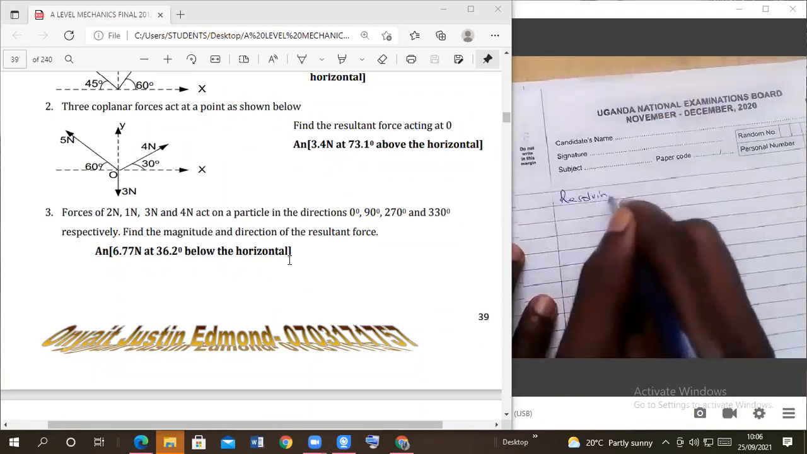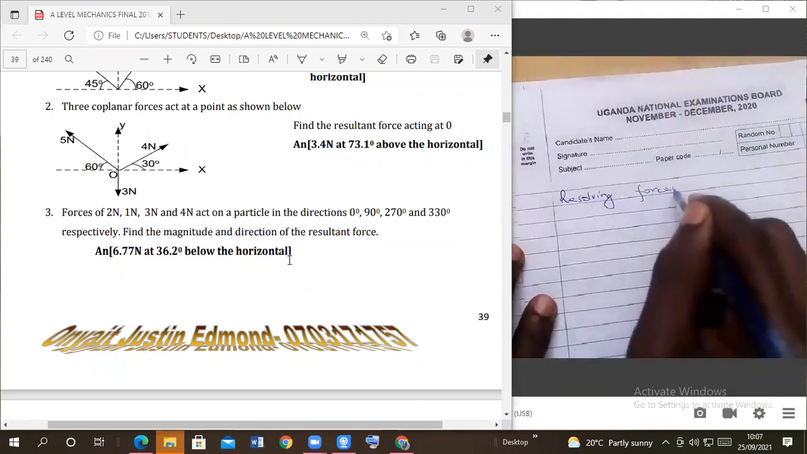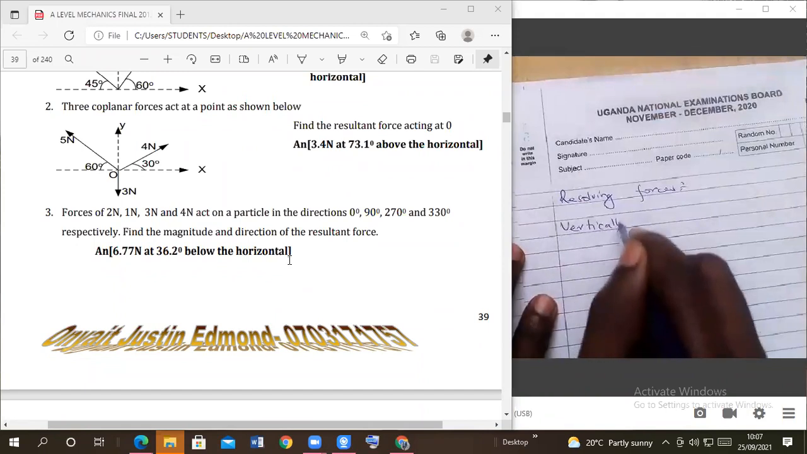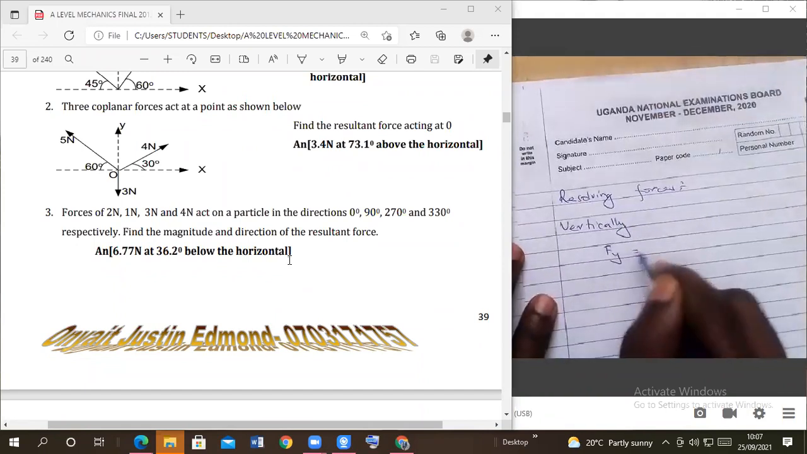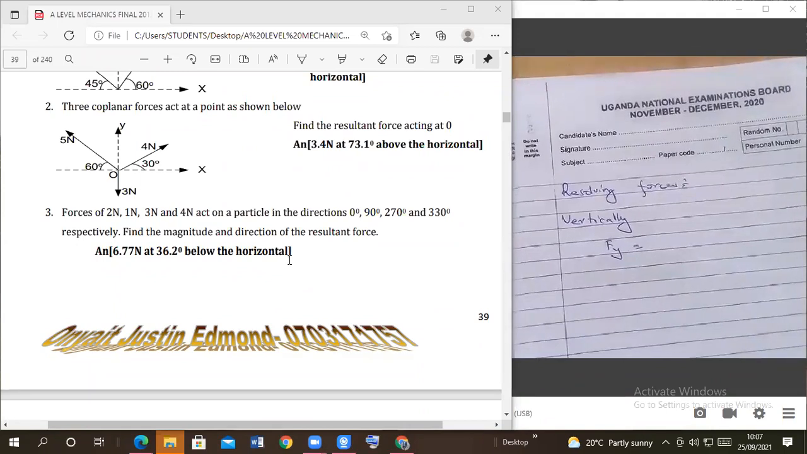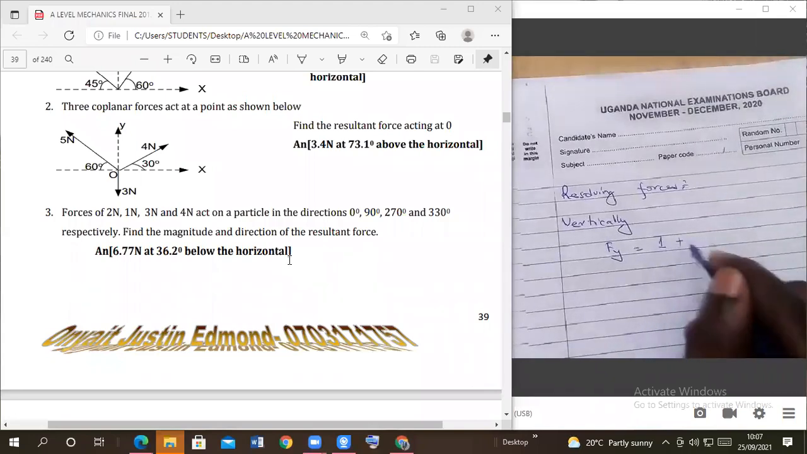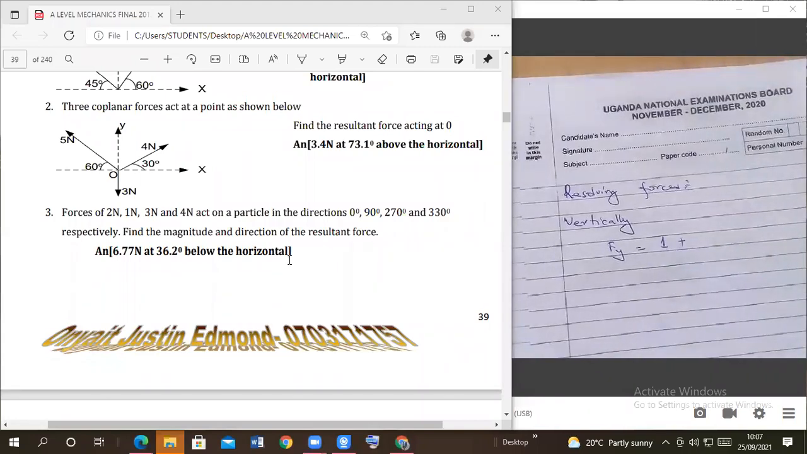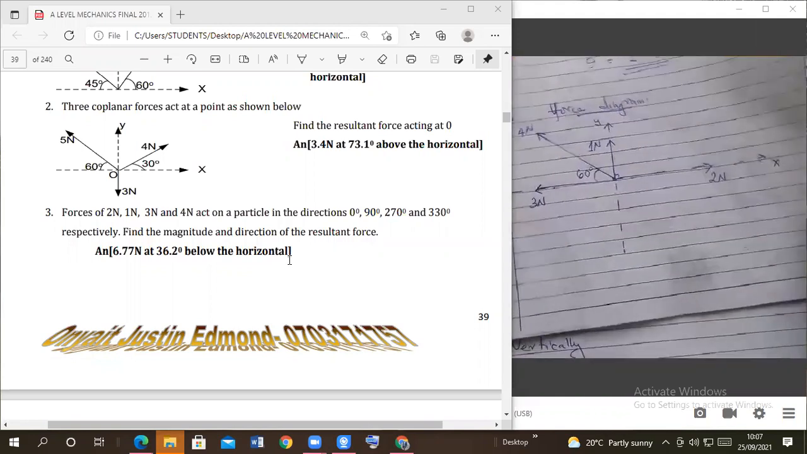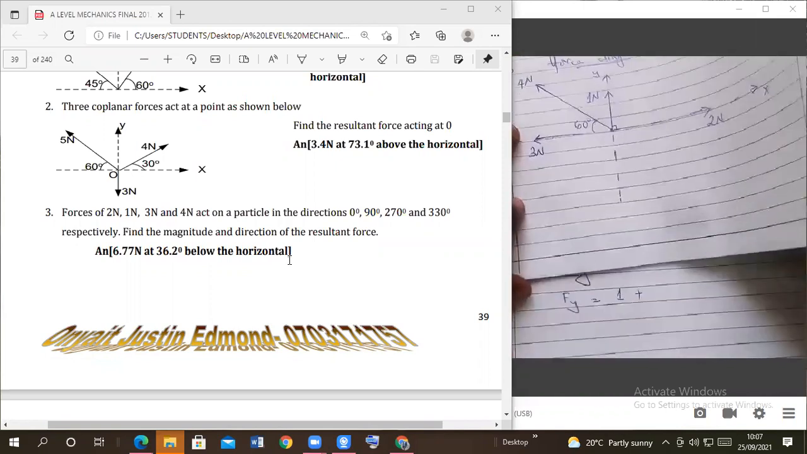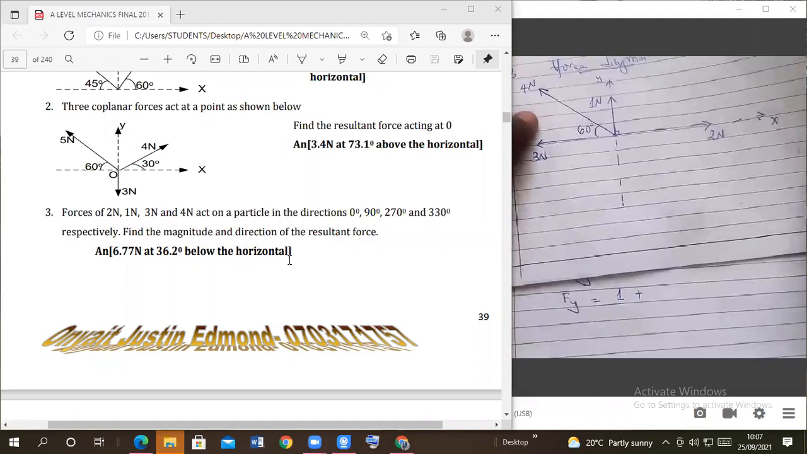Resolving forces. Vertically. Let's start with vertically. So I'll have Fy equals to, remember what is going to be our Fy? The first one is 1 Newton. So it's 1 plus the 4, this one here, the 4 Newton.